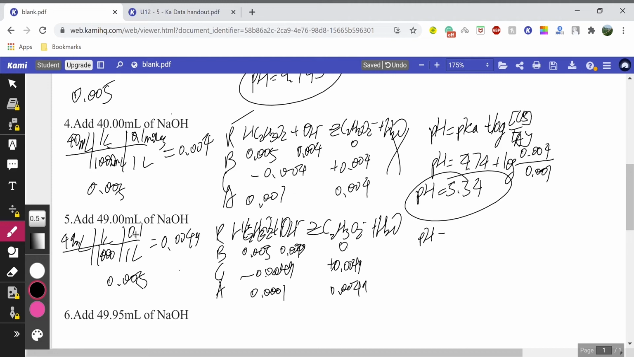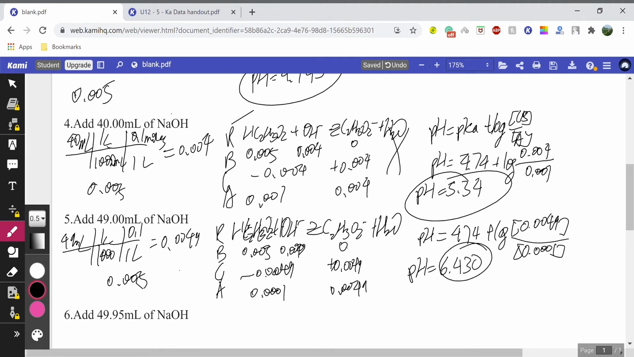So pH is going to be equal to 4.74 plus the log of conjugate base, which is 0.0049, divided by acid, which is 0.0001. So 4.74 plus the log of 0.0049 divided by 0.0001. It's going to be a pH of 6.430. And the previous one is 5.342 when rounded to three significant figures.